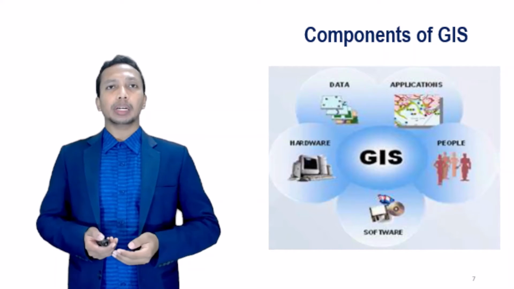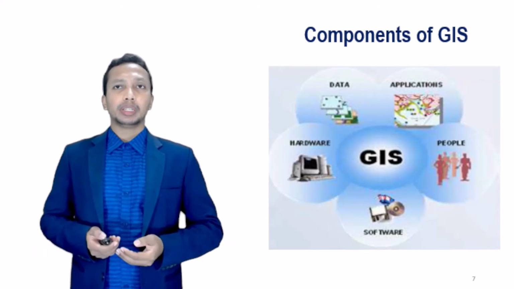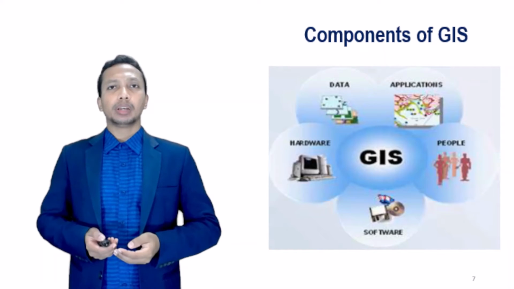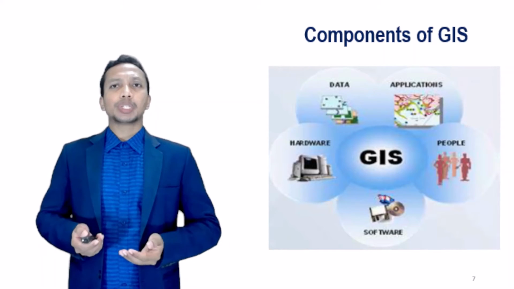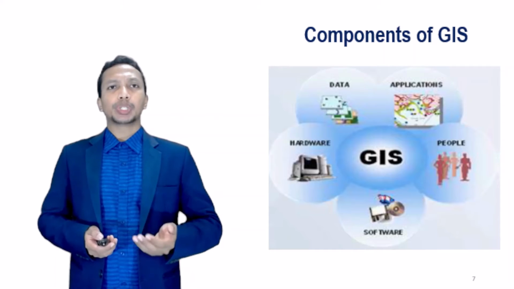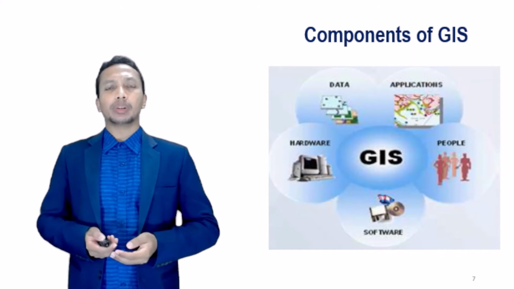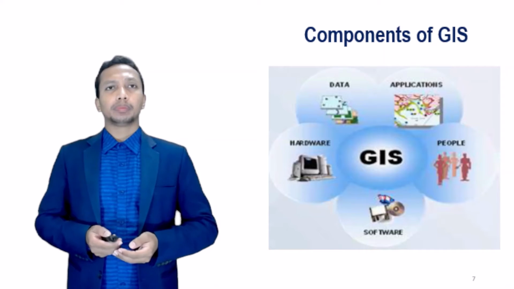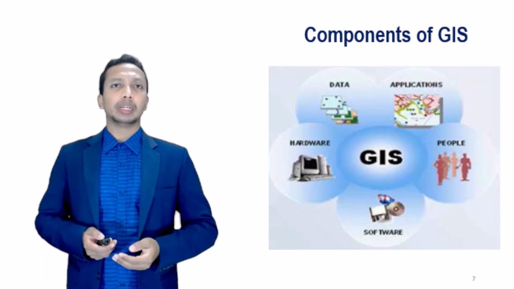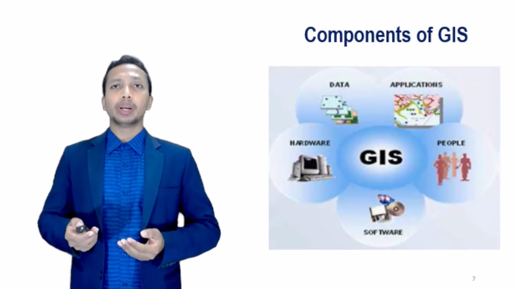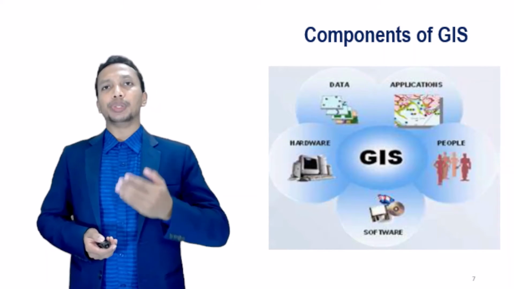First one, hardware. Hardware is the computer system on which a GIS operates. Today, GIS software runs on a wide range of hardware types, from centralized computer servers to desktop computers used in standalone or networked configurations. Software. GIS software provides the functions and tools needed to store, analyze, and display geographic information.